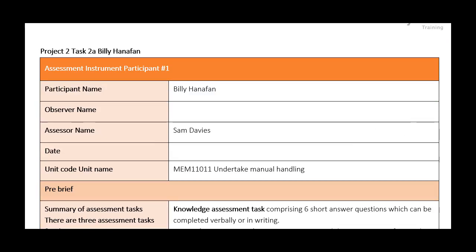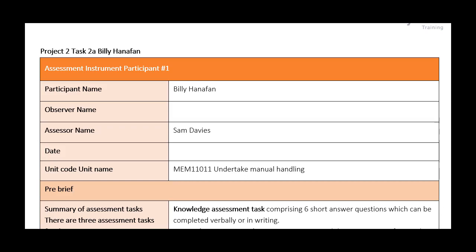All right, so if we have a look at the document, Sam has actually provided you with these documents that you've got to fill in, the assessment instruments. Each are the same for Billy and Joanne. Jack's is a little bit different because he submitted written evidence for those knowledge questions. So if we just go through and have a look at just Billy's, it'll give you an idea of what the documentation's about and what we are expecting from you to fill it in.